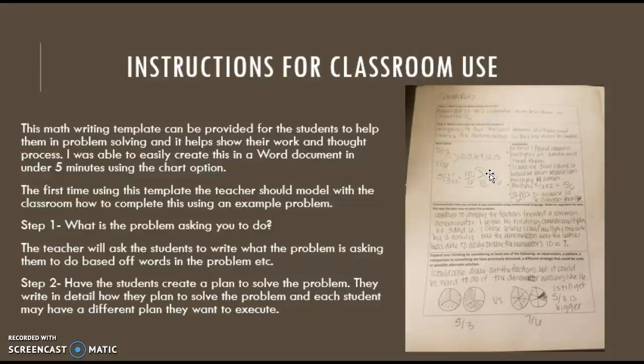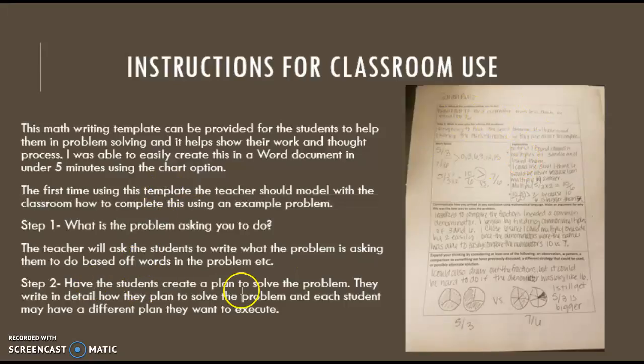So step 1, what is the problem asking you to do? Here at the top, it says, figure out if 5/3 is greater than, less than, or equal to 7/6. The teacher will ask the students to write what the problem is asking them to do based off of the words in the problem.